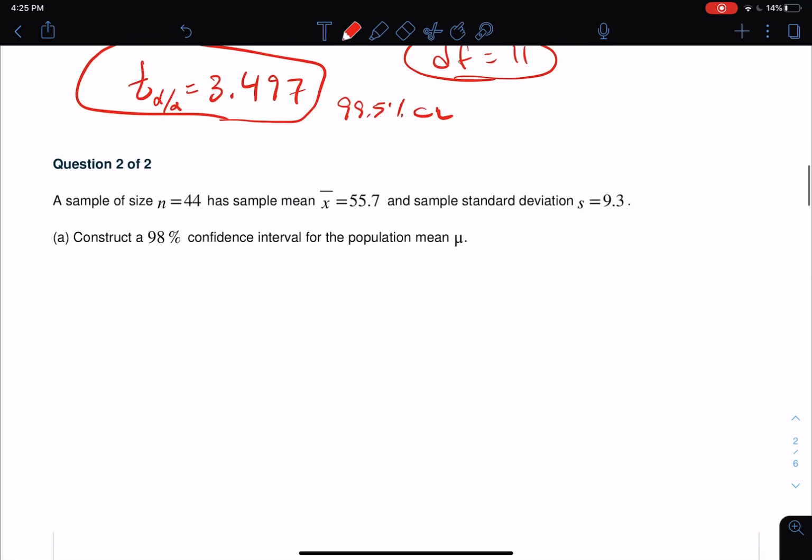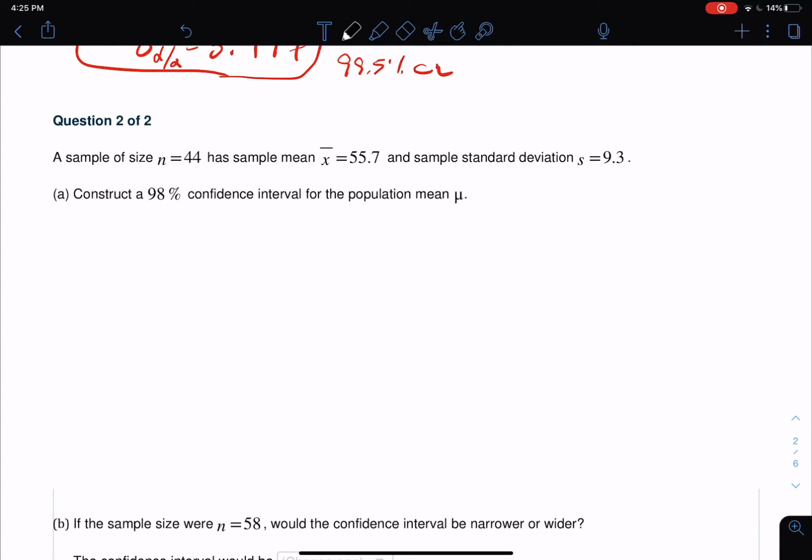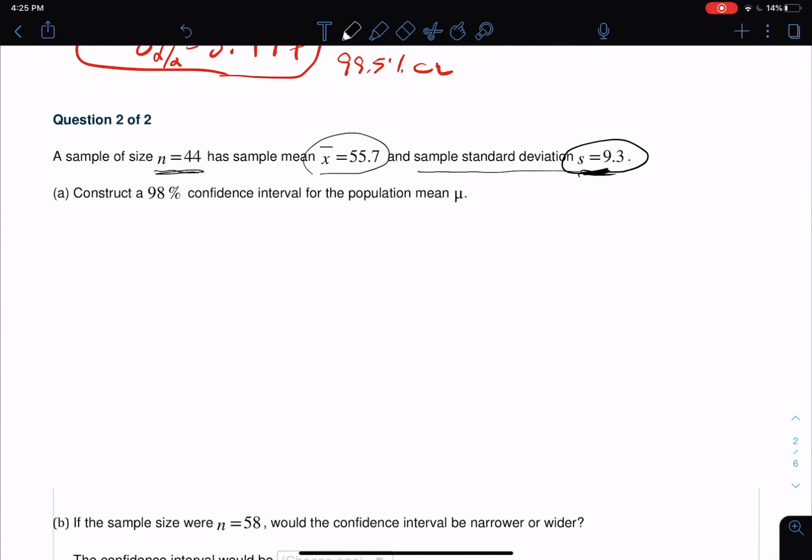Okay, next problem. We're looking for a sample size, so it says a sample size of n equals 44 has a sample mean of 55.7 and a sample standard deviation. So notice all the proper variables. This is not sigma. That is a sample standard deviation, so we use little s. Construct a 98% confidence interval for the population mean, mu.